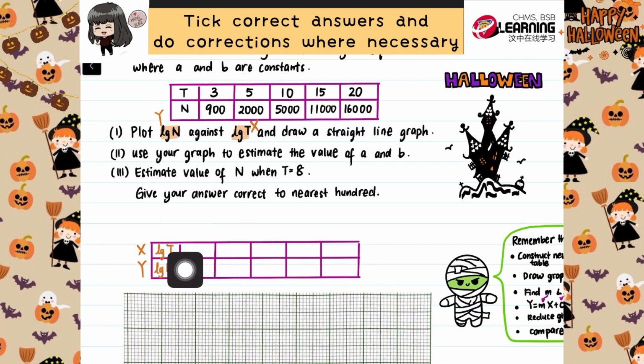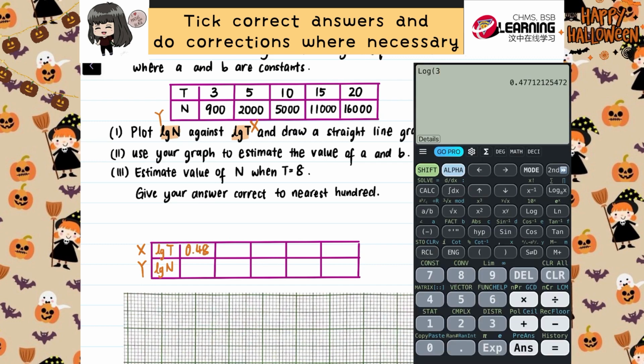You fill in log t and log n, so you're going to press the calculator just like your previous question. You press the calculator, log t, log n. I press log t first. Let's press together and double check. Maybe I made a mistake, I'm scared I made a mistake, so please help me to check. So log 3 is 0.48. Log 5, 0.70. Log 10 is 1. Log 15 is 1.18. And then this one is 1.30.